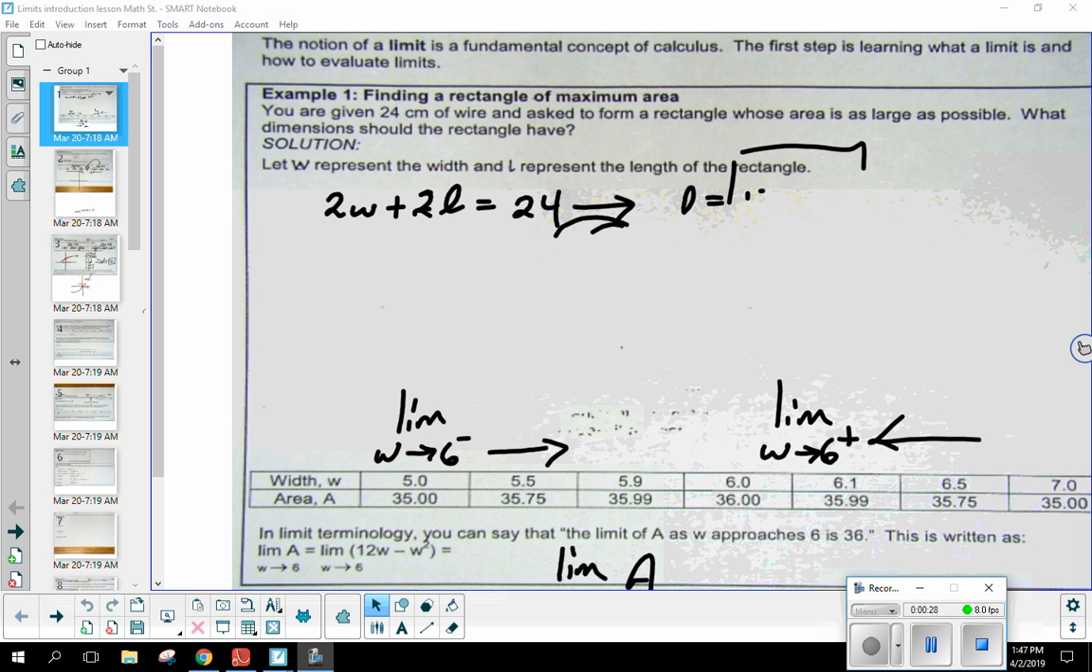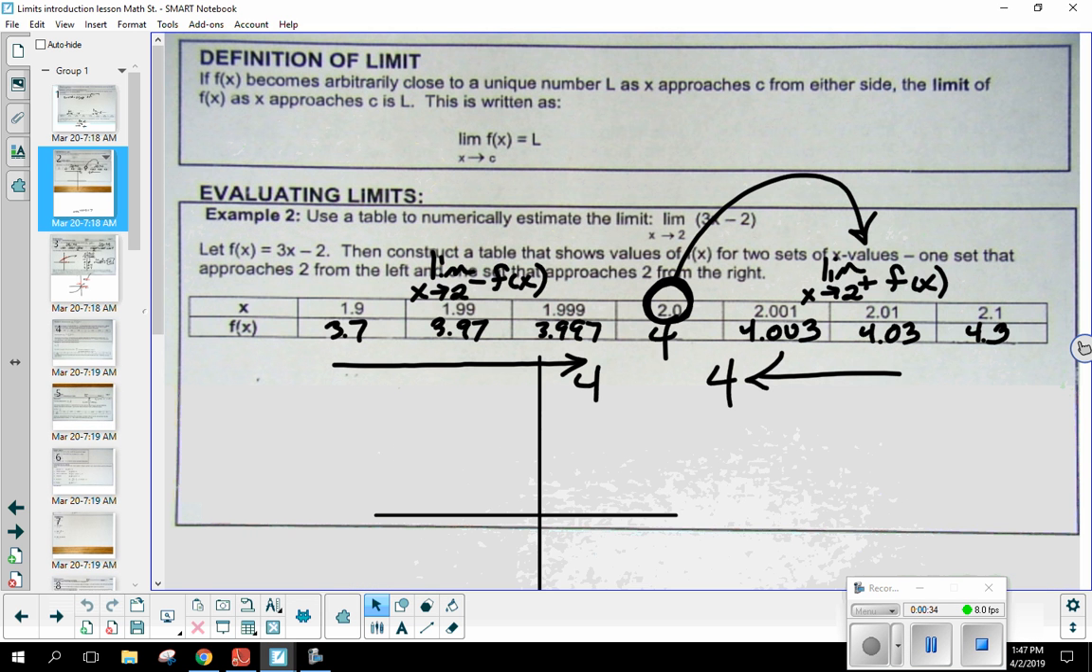Okay. And everybody seemed to be doing pretty well. The mathematical definition, I think, kind of threw some people for a loop. If f of x becomes arbitrarily close to a unique number L as x approaches c from either side, the limit of f of x as x approaches c is L. And of course, we write it in the limit notation that we are referring to.